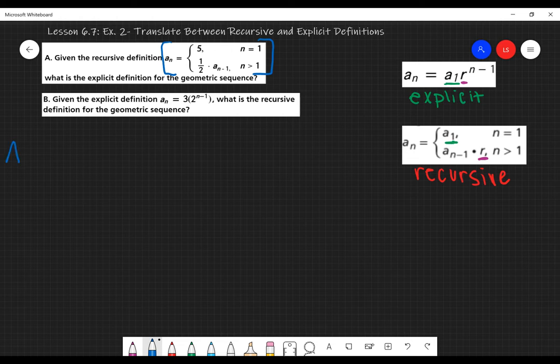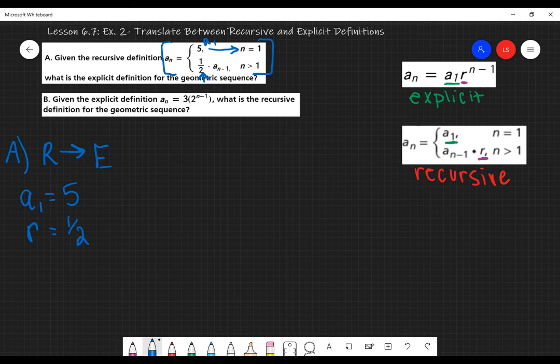So for A, we're going from recursive to explicit, R to E. So the big pieces we need, like I said, we need A sub 1, and we need our ratio. And once we have A sub 1 and once we have our ratio, we can write either of our formulas. So looking at the recursive definition, n equals 1 indicates the first term, so our A sub 1 equals 5, and our ratio is used with every other term following it, so our ratio is 1/2.